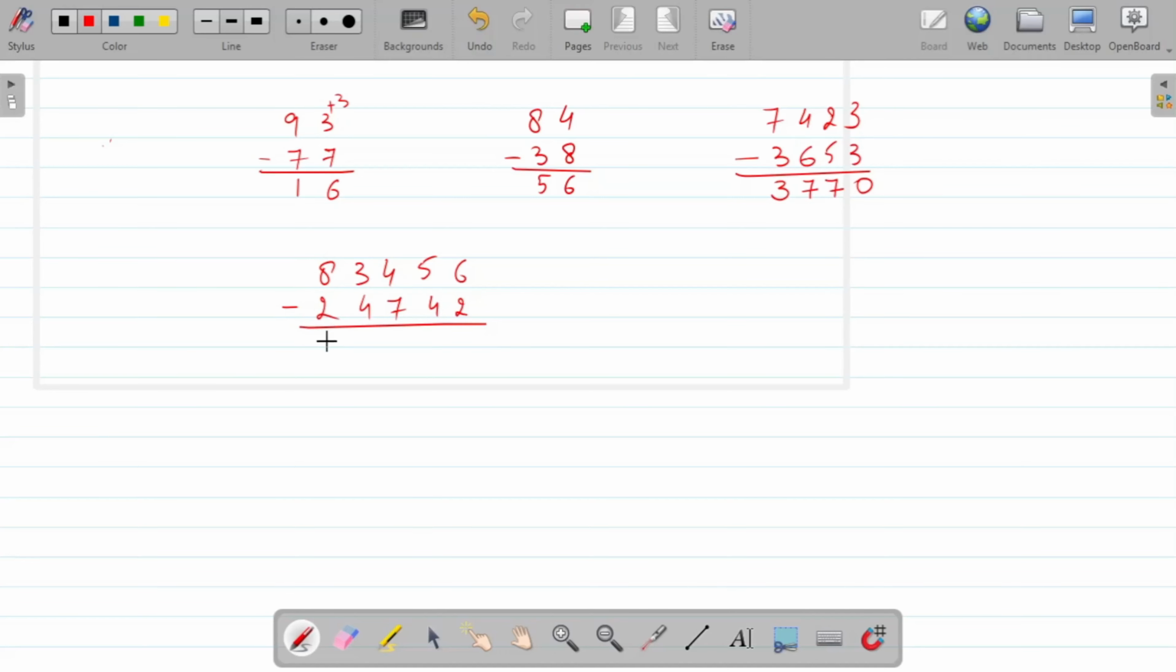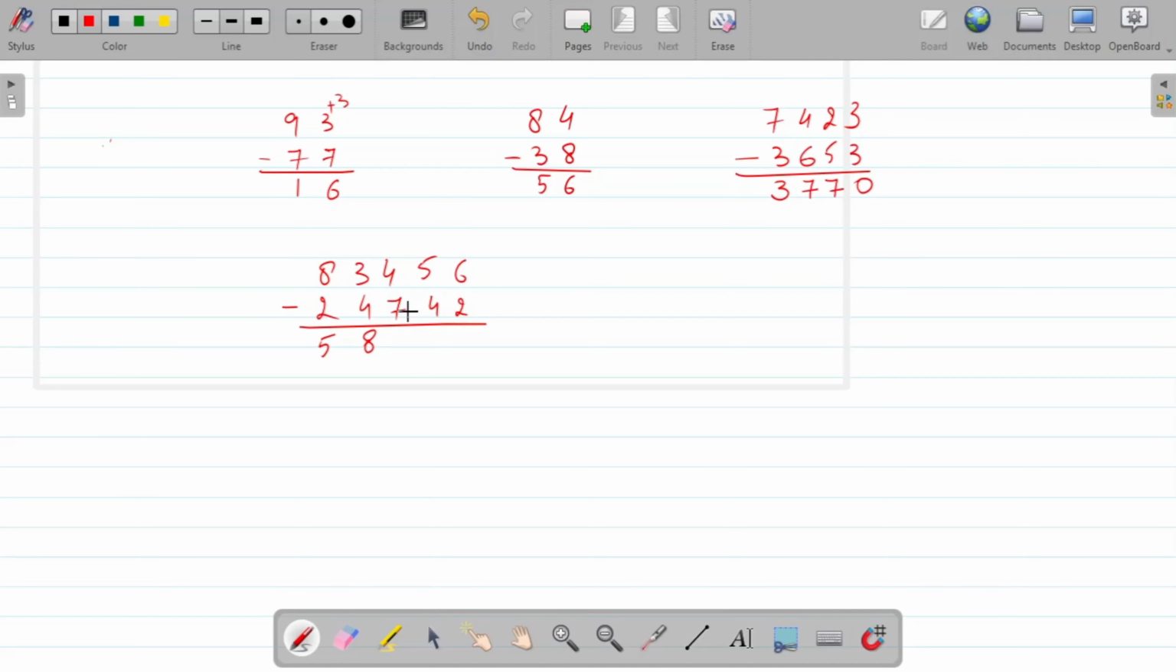Eight minus 2 is 6. Next is not possible, so it will be less by 1, 5. Complement of next is again not possible, and this is also 4 out of 7 cannot be subtracted. So complement of 4 is 6. 6 plus 3 is 9. Next is not possible, so I'll reduce by 1.